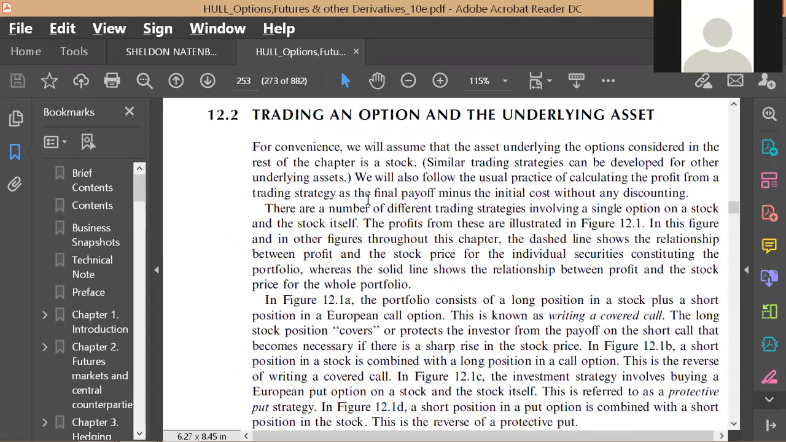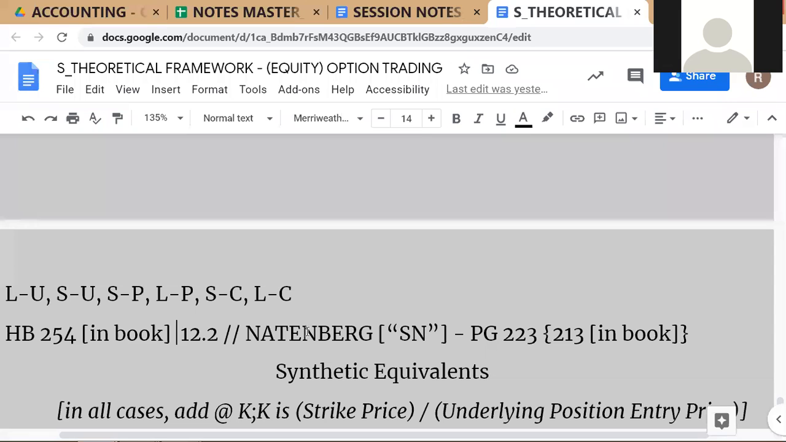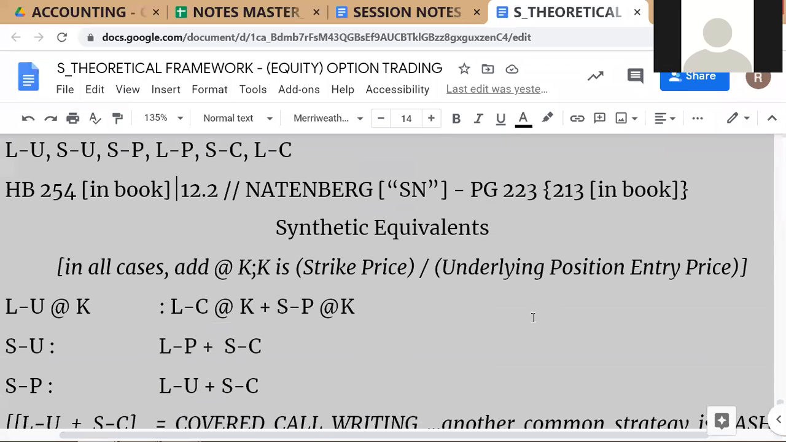When you're looking at synthetic equivalence, you have to look at underlying assets as well. And so we'll be looking at six positions and their synthetic equivalents. Okay, let's start. You can do your reading from here, and you can also do it from the Natenberg book. This is our part here.